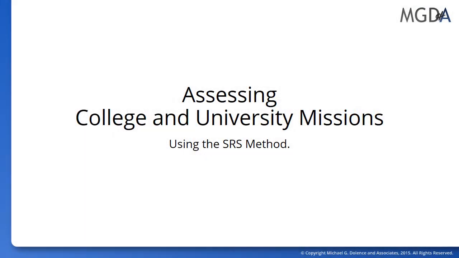Most institutions begin a visioning or strategic planning process with reflection on the mission of the institution. This webinar outlines a simple structured dialogue tool to use to review the mission. It serves to queue up strategic revisions to the mission, as well as driving visioning, strategy development, strategic planning, and strategic positioning. The method is called the SRS Method of assessing mission.